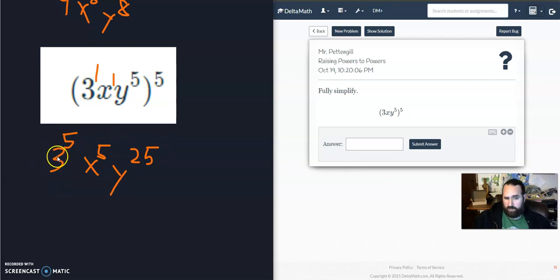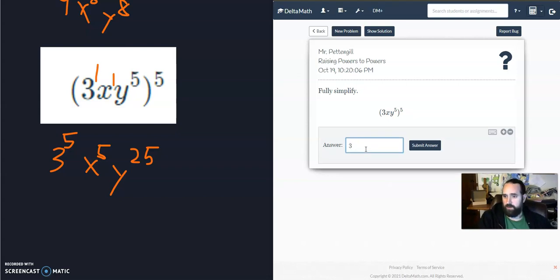All right, 3 to the 5th, let's see. 3 to the 4th I know is 81. I'm cheating because I know 3 squared is 9 and 9 times 9 is 81. So 3 to the 4th is 81. So that'd be 243. Oh, but I'm going to do it 3 to the 5th. So let's see what happens if I use 3 to the 5th. I'm pretty sure Deltamath will mark me wrong.